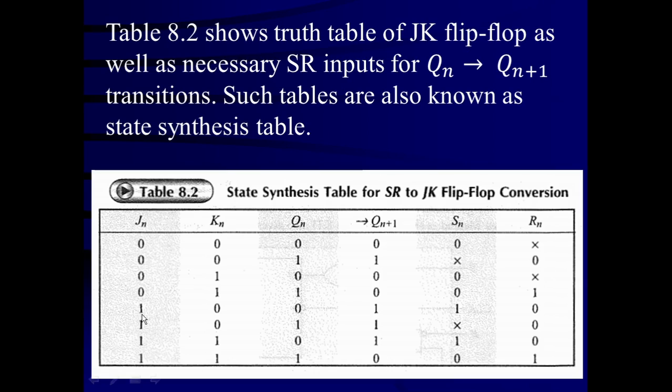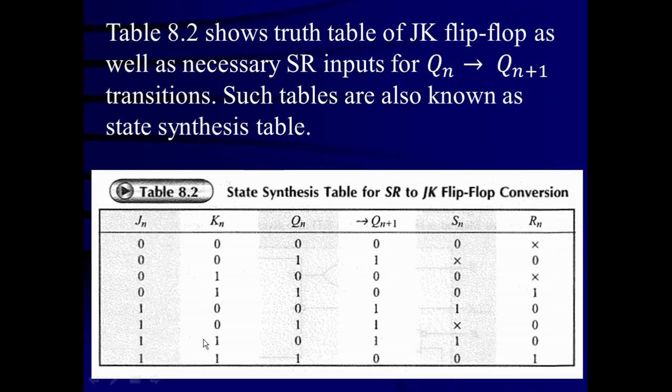Then the fifth and sixth rows are related to the preset conditions. J is equal to 1, K is equal to 0. That means the set condition. The flip-flop is going to be set if it is not set. If it is already set, it remains set. That means if the previous state is 0, the next state is going to be 1. It makes a transition from 0 to 1. If the previous state was 1, it remains 1 because it is already preset, it remains preset.